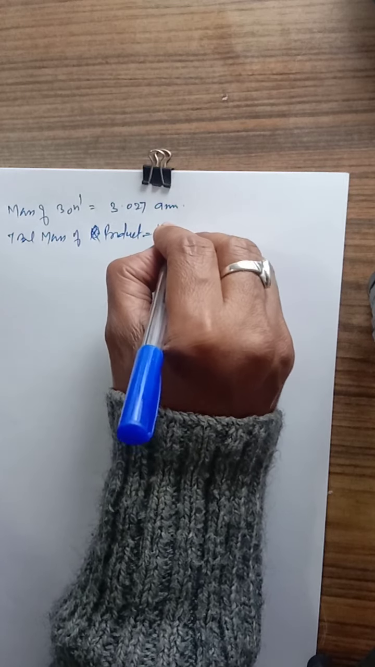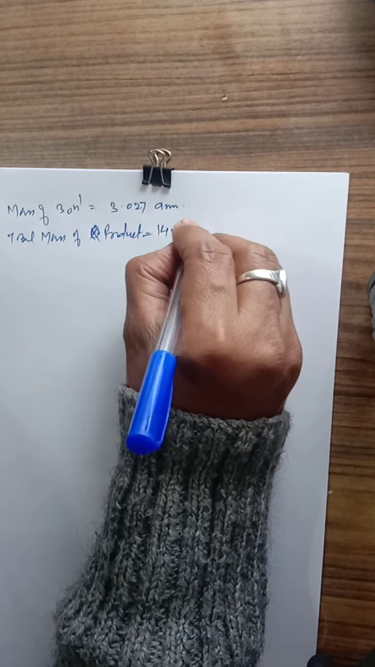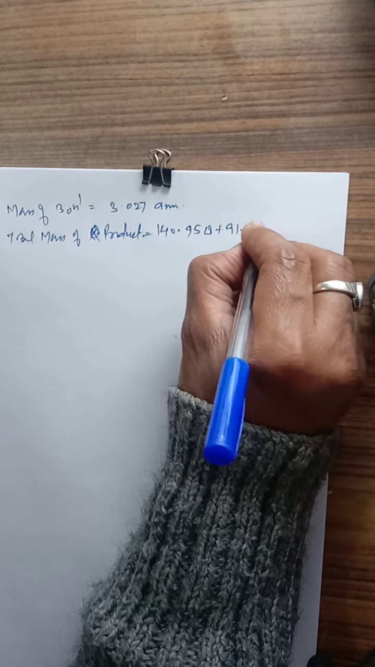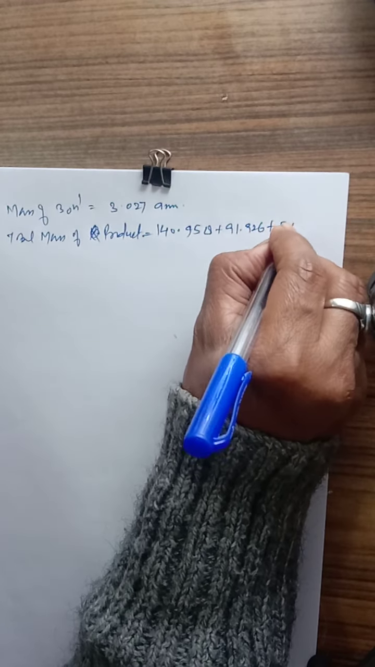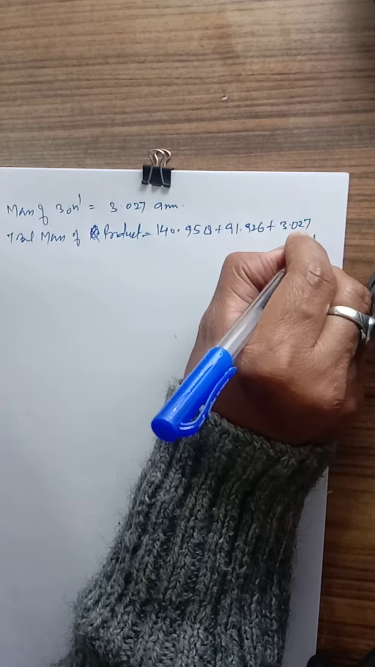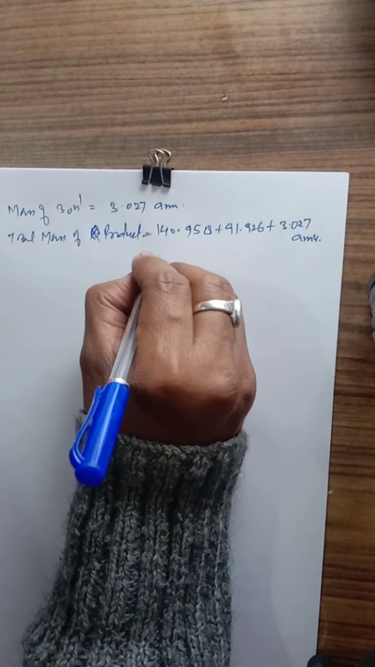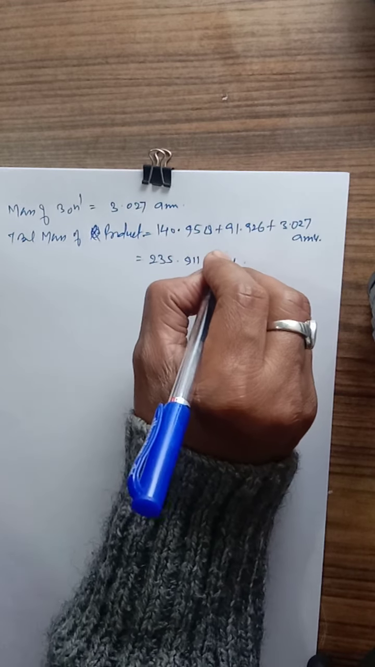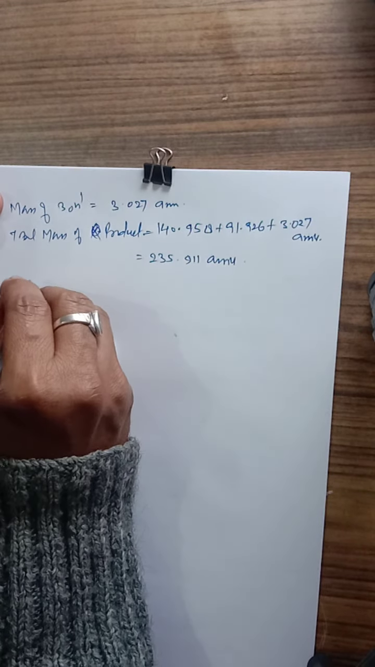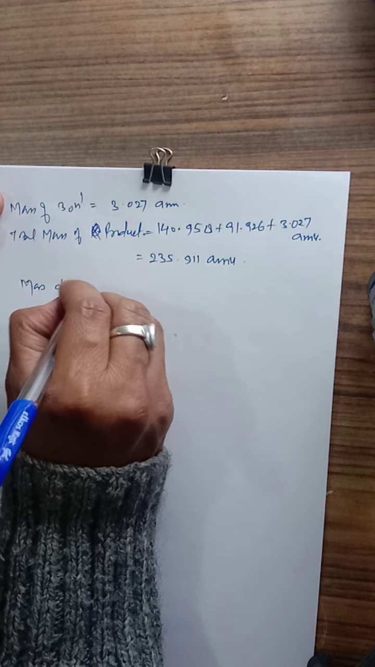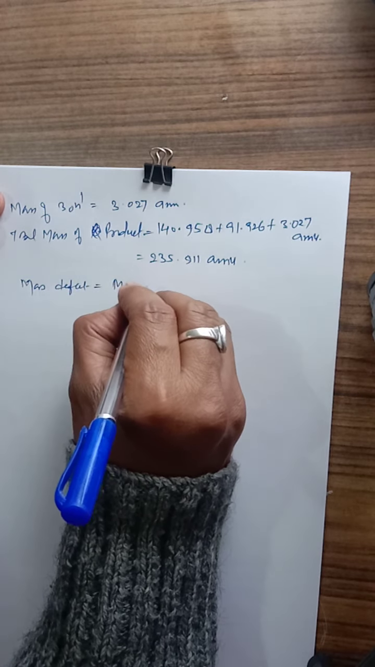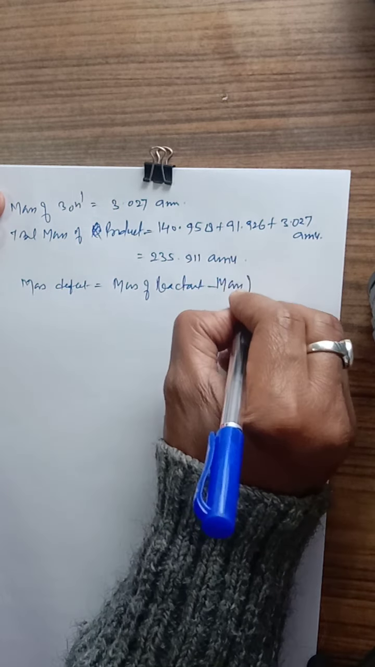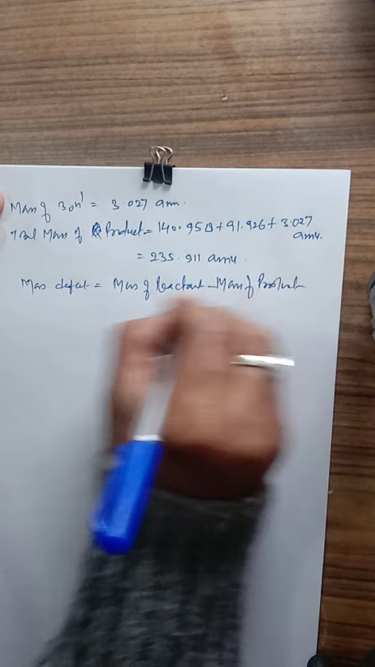So the total mass of the product is equal to 140.958 plus 91.926 plus 3 neutrons, 3.027 AMU. It will give you 235.911 AMU.